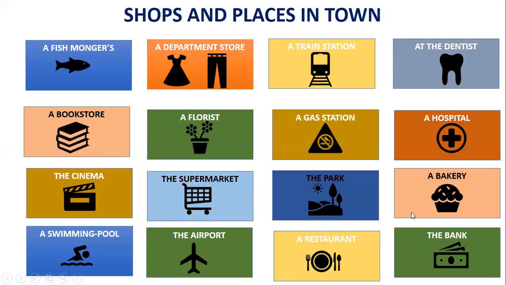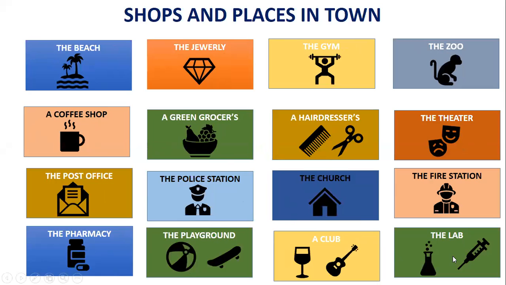Okay, so now, let's move on to shops and places in town. For example, some of the very common places we have in town are a fishmonger's, a department store, a train station, a dentist, a bookstore, a florist, a gas station, a hospital, the cinema, the supermarket, the park, a bakery, a swimming pool, the airport, a restaurant, the bank.